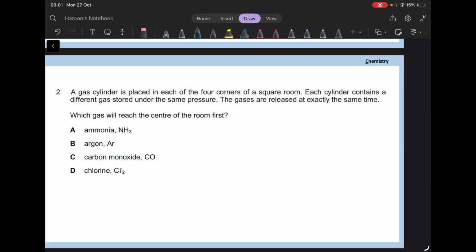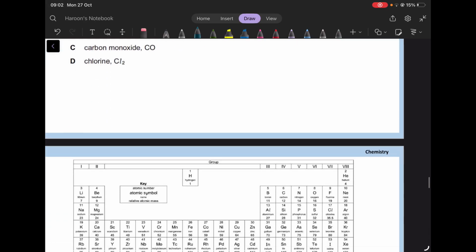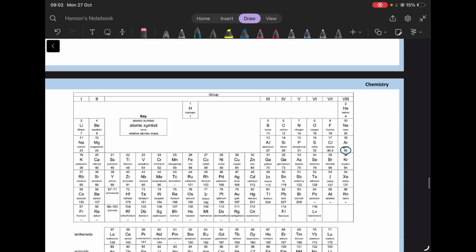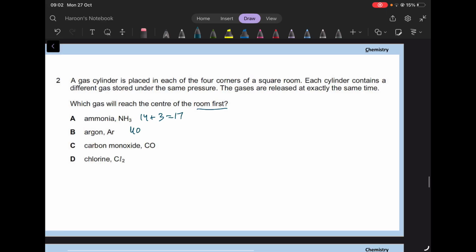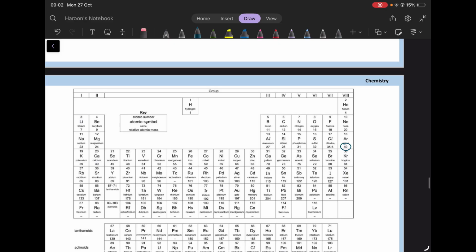Okay, now which gas will reach the center of the room first? So once again, we are looking for the fastest gas. NH3 14 plus 3 is equal to 17. Argon would be in a monatomic form because this is in group number 8. You can see 40 for argon, and for carbon monoxide 12 plus 16 should be 28. So for chlorine, 35.5 times 2 is 71. So in this case they are asking which will reach the center of the room first, so whichever is the fastest, that means the lowest molecular mass is the correct answer. 17 is lower than all the rest.